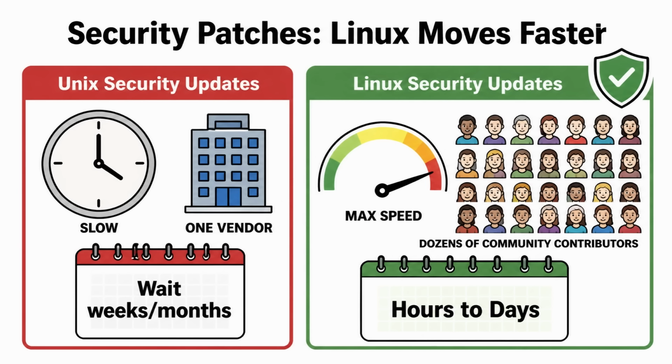Now let's discuss security and updates. Both Unix and Linux take security seriously, but their approaches differ. Unix updates are controlled by the vendor. When a vulnerability is found, you wait for the vendor to release a patch, and that can sometimes take a while. With Linux, security patches can come from the community within hours of a vulnerability being discovered. Because the source code is open, thousands of security researchers are constantly reviewing it. This many eyes approach means vulnerabilities get found and fixed much faster. It's one of the reasons Linux is trusted for the most critical infrastructure on the planet.